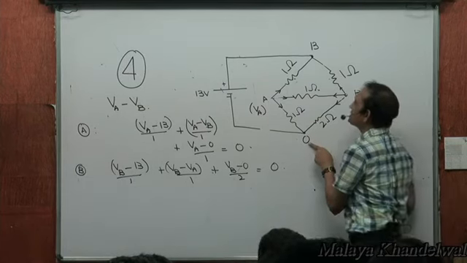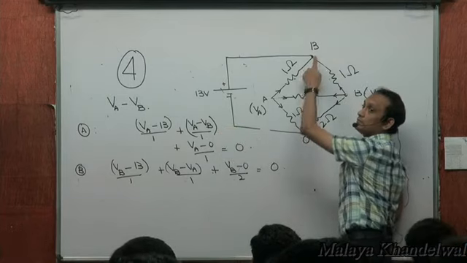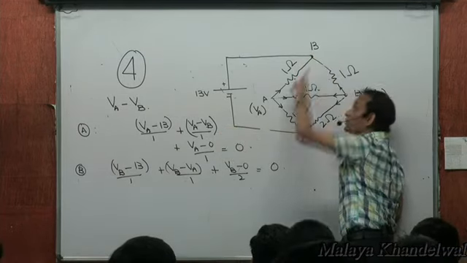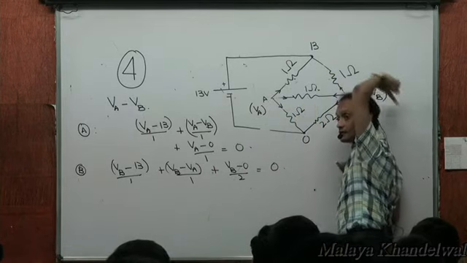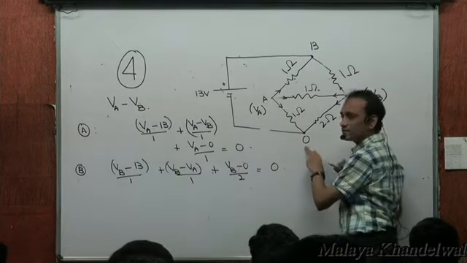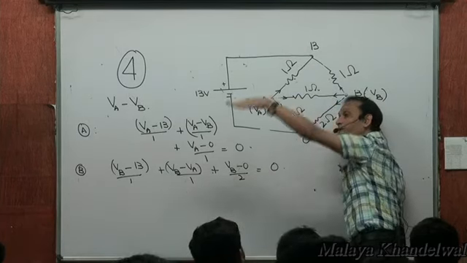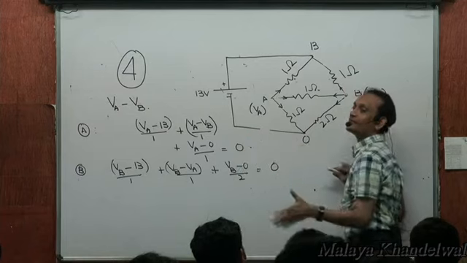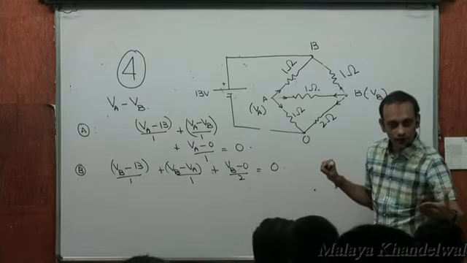See, if I selected this as 20 volts, this will become 33 volts. VA will become VA plus 13, VB will become VB plus 13, or whatever 20. Everything will increase by 20, but the differences will remain the same. The differences VA minus VB will remain the same. You know what I'm saying? I'll repeat.